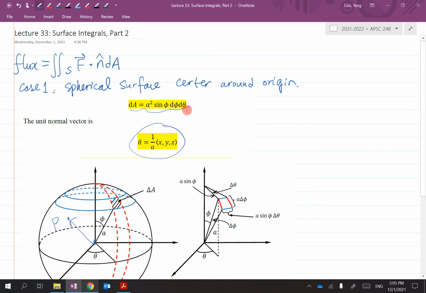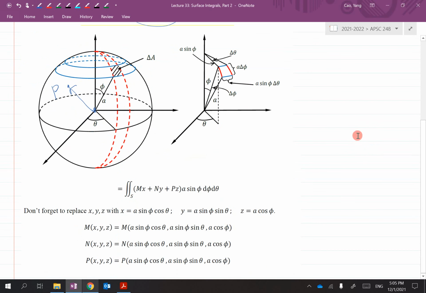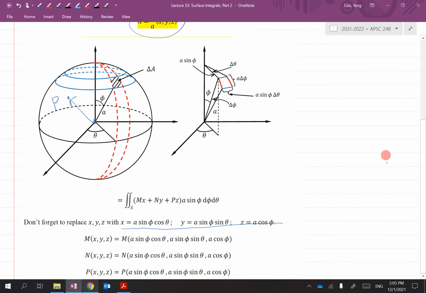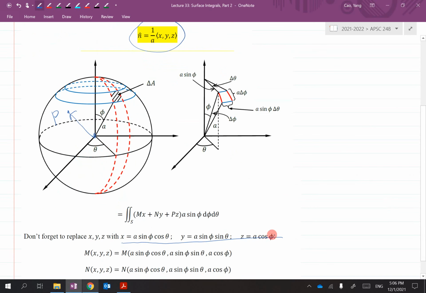So overall, you get the dA and n hat in this expression, but now it's a mixture of phi angle, theta angle, and x, y, z. And because it's a sphere, we want to use spherical coordinates. So the relationship between x, y, z on the surface of the sphere is given by these three expressions. Very similar to the spherical coordinates expression, except that you replace the rho with a constant radius a here. So you need to replace the x, y, z here with the three expressions over here.